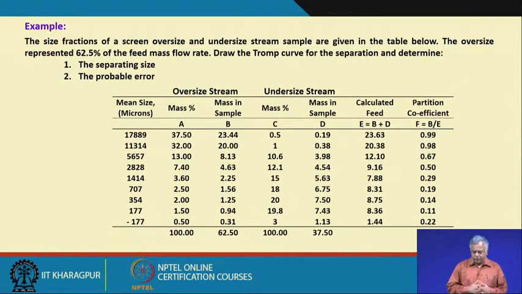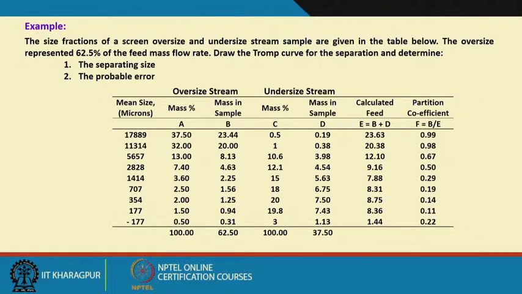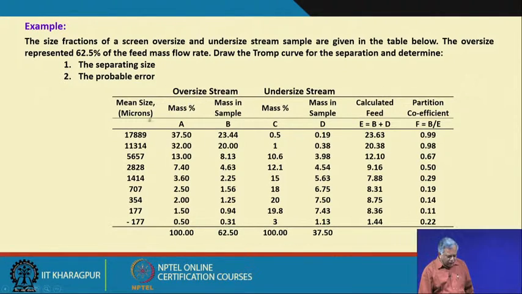I will show you how to do it, and this is very important for performance evaluation, not only for screening but for other separating devices. So, I am not going to discuss separately how to evaluate the performance of other mineral processing separators, using the same Tromp curve based approach. For the oversize stream, we have these sizes of the sieves. It starts from very coarse size to the finest sizes, and for this oversize stream, the mass percentages are given.